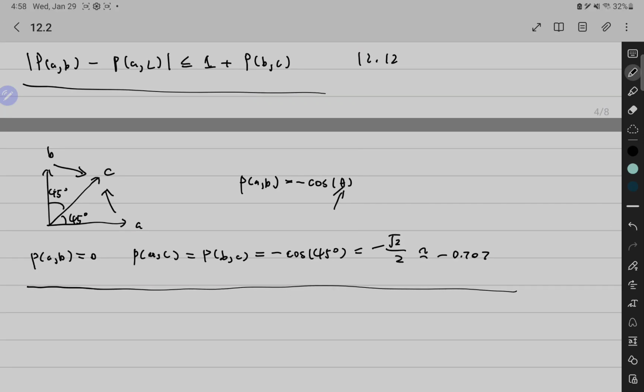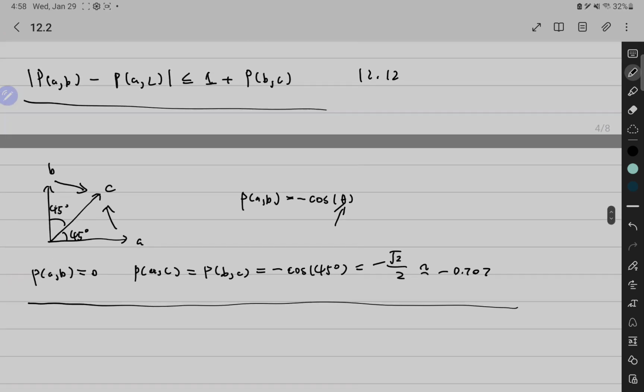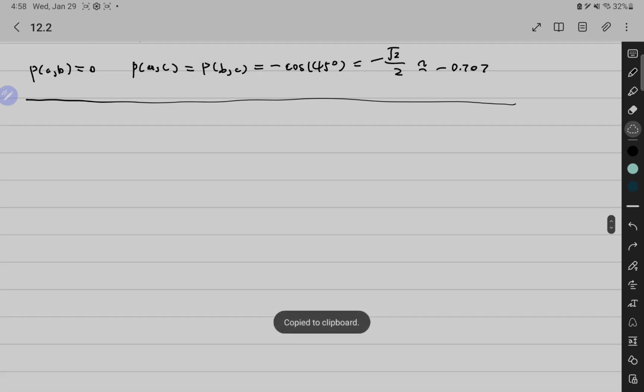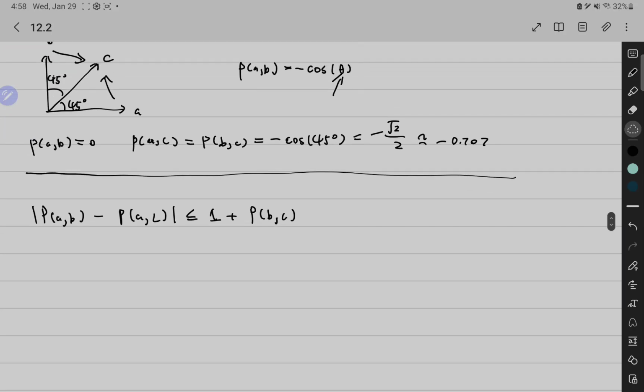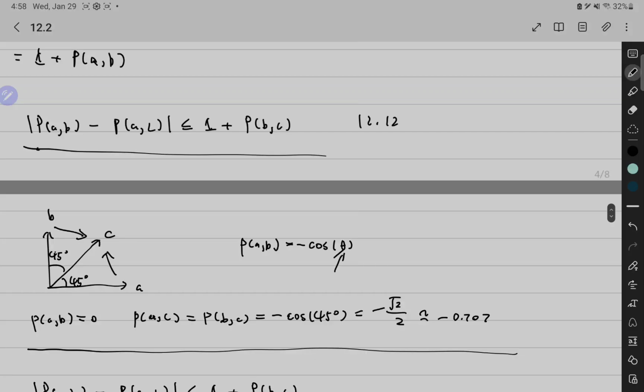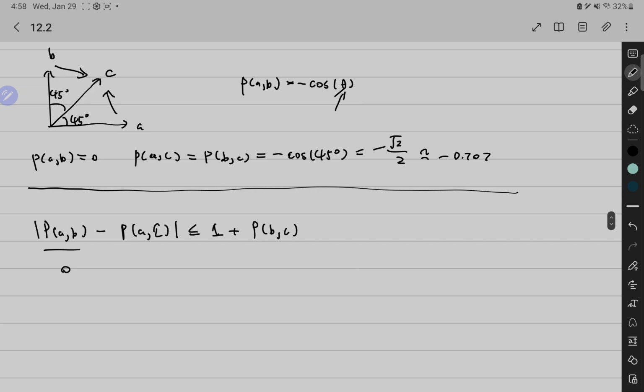So what I have calculated so far is a result from quantum mechanics, and let's see if it satisfies our Bell's inequality. So let's copy it down here. For our Bell inequality, which has to apply to all local hidden variable theory, our PAB is going to be 0. And our PAC is going to be negative 0.707, and since we have the absolute value, this whole left term is just going to be 0.707, which should be bigger than or equal to, well, 1 plus PBC. PBC is negative 0.707, so 1 minus 0.707, so that's like 0.293. So clearly this inequality does not work because 0.293 is not bigger than 0.707.